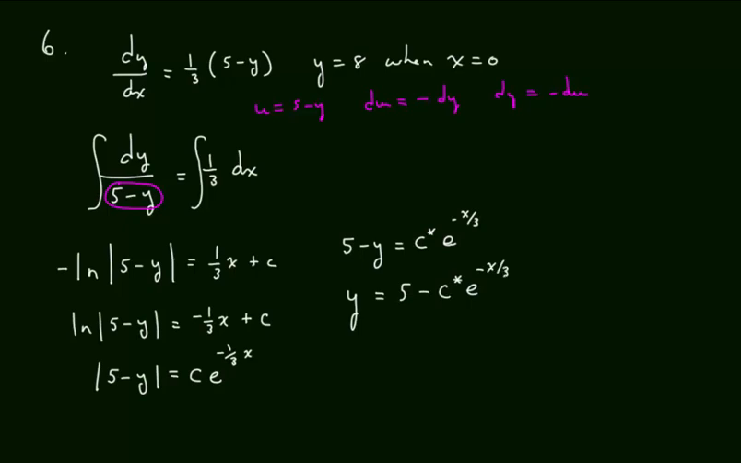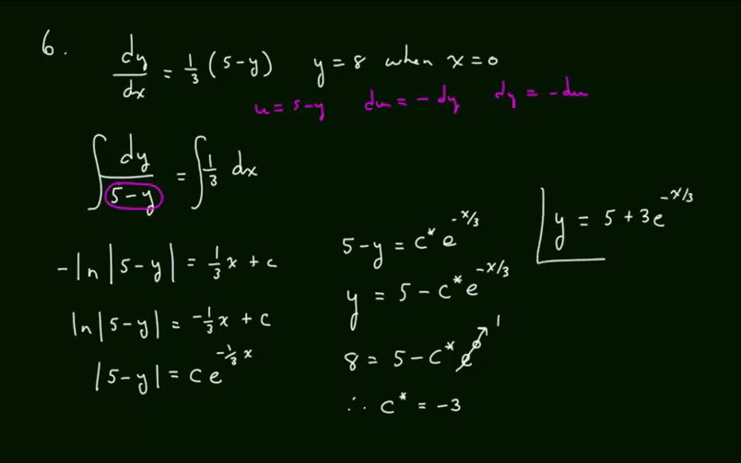With my condition, y is 8 when x is equal to 0. See, that's a nice move that keeps coming up over and over and over. And based on this, we can say that c star is equal to negative 3. So y equals 5 minus a minus, so plus 3 e to the negative x over 3. This is our particular solution to the differential equation.